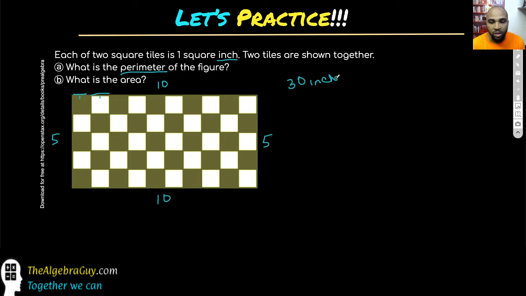What about 30 inches squared? No, we're not talking about area. We're talking about perimeter. Speaking of area, what is the area? Well, count up all these squares, or just simply go 5 times 10. 5 times 10 will give us an area of 50. So this will be 50 inches squared. And we'll put area here, perimeter there.